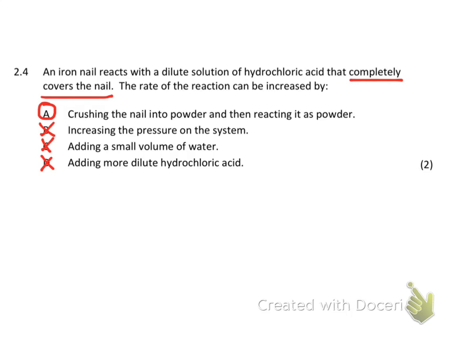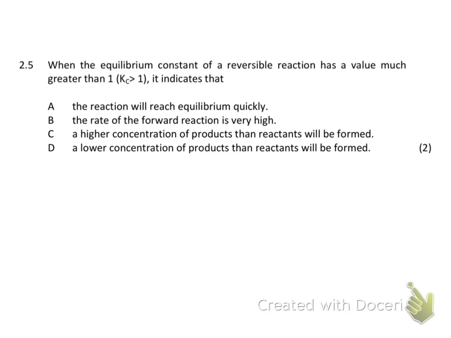And of course, A, by crushing the nail into powder, we're increasing the surface area of the iron nail. And you know that an increase in surface area increases rate of reaction. So at 2.4, the answer is A.